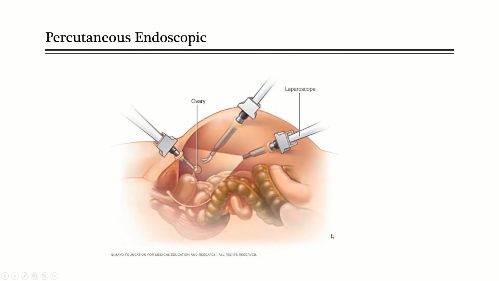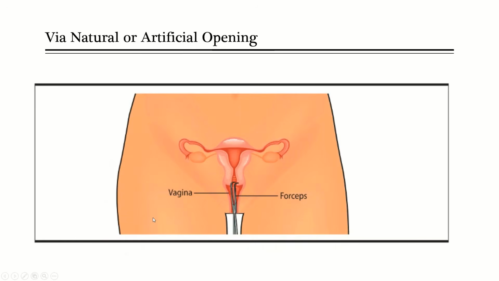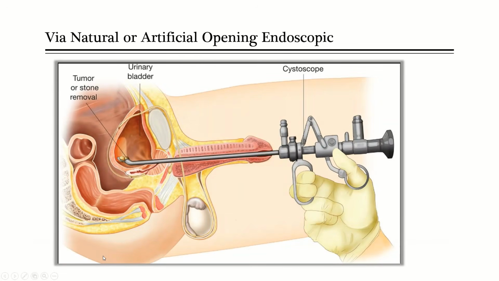Percutaneous endoscopic, they've gone through the skin and they've inserted the scope. The surgery is carried out through the scope. Now, via natural or artificial opening, the vagina, as you can see there, the tools have been inserted through the vagina and the surgery is being carried out. Now you've got via natural or artificial opening endoscopic. They're going through that natural orifice, in this case, the urethra, with a scope. Your key term, scope.